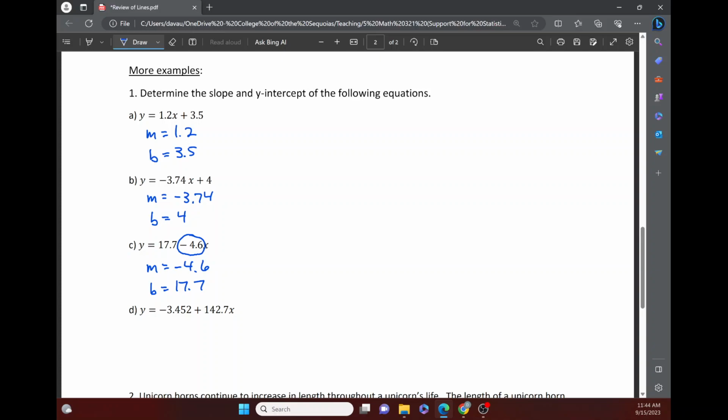And so then similarly for part D, the slope is going to be 142.7, since that's what we're multiplying by x, and the y-intercept is going to be negative 3.452.